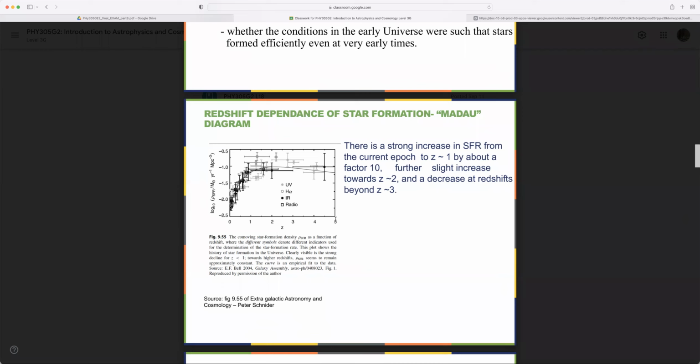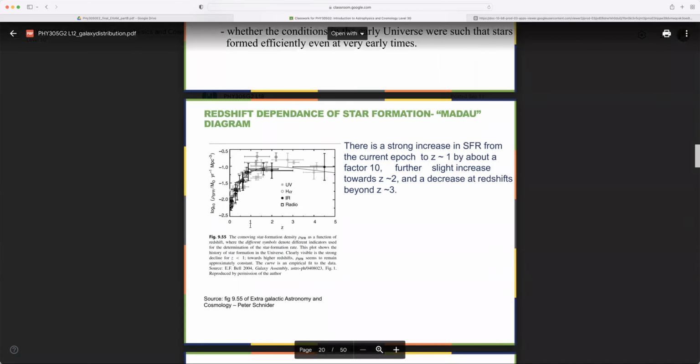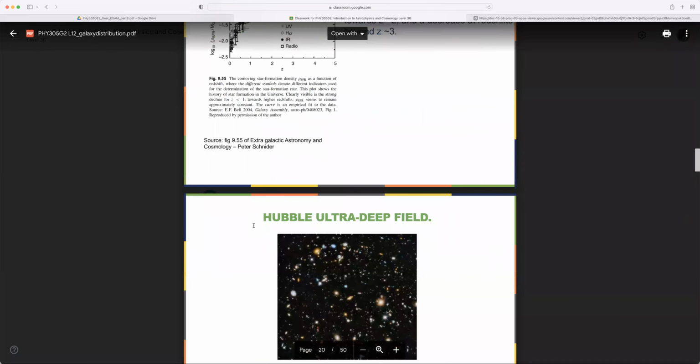You can see that as you go through the history of the universe, that means as you increase the redshift, there is an increase in the star formation rates up to a redshift of 1 or 1.5. And then after a redshift of 2 or so, the star formation rate decreases a little bit, right? This is called the Madau diagram, which explains the history of the star formation rate. That goes a little outside what we have been talking about.